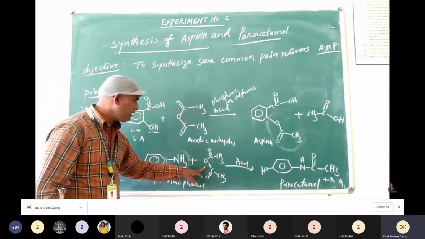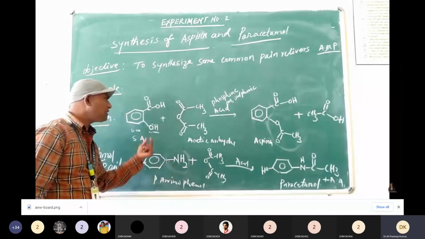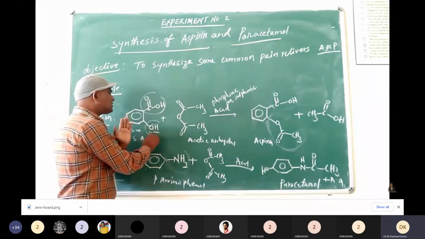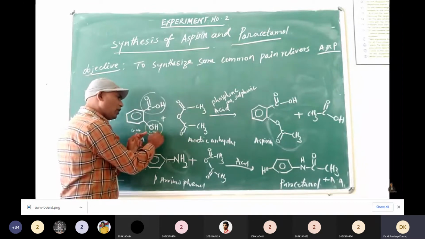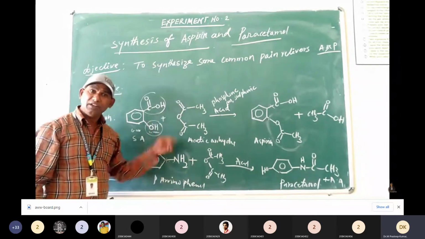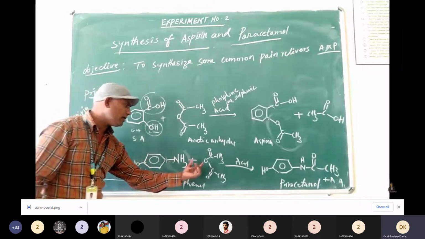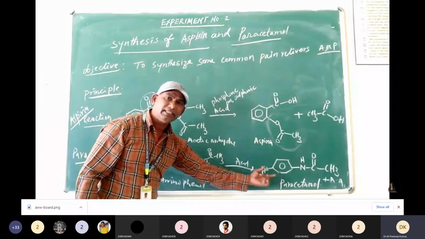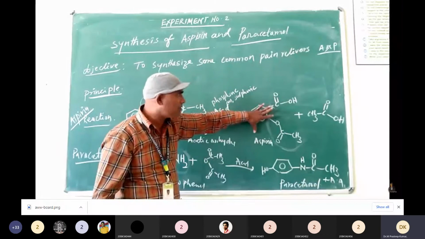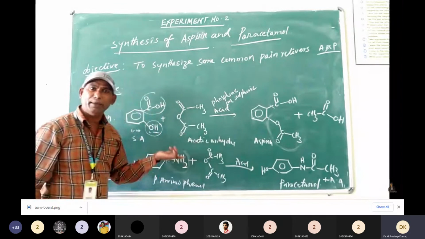When it reacts with acetic anhydride, it reacts with the amine group, not the OH group, because the acetic anhydride always reacts with the group that is less acidic. In salicylic acid, acetic anhydride reacts with the OH group, whereas here it reacts with the amine group. That is the difference between salicylic acid and the amino compound. So the amine group reacts with acetic anhydride to form paracetamol. Paracetamol contains an amide group, whereas aspirin contains the acid as well as the ester. This is the difference between aspirin and paracetamol.